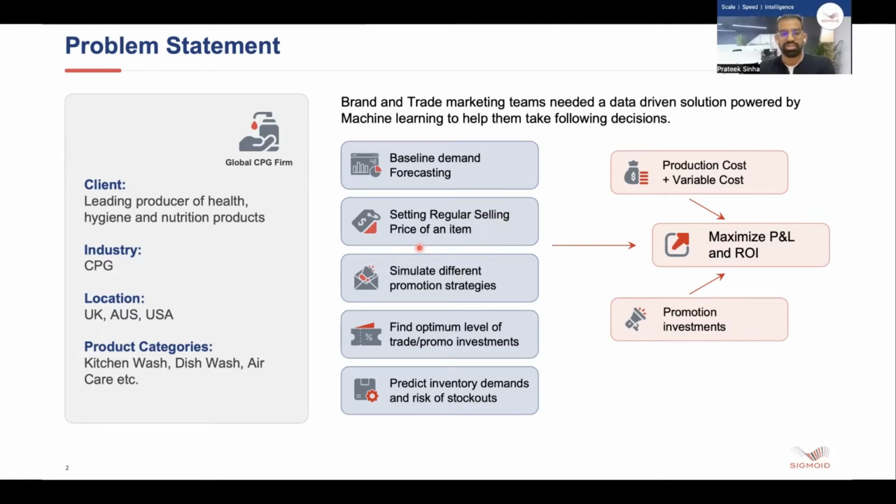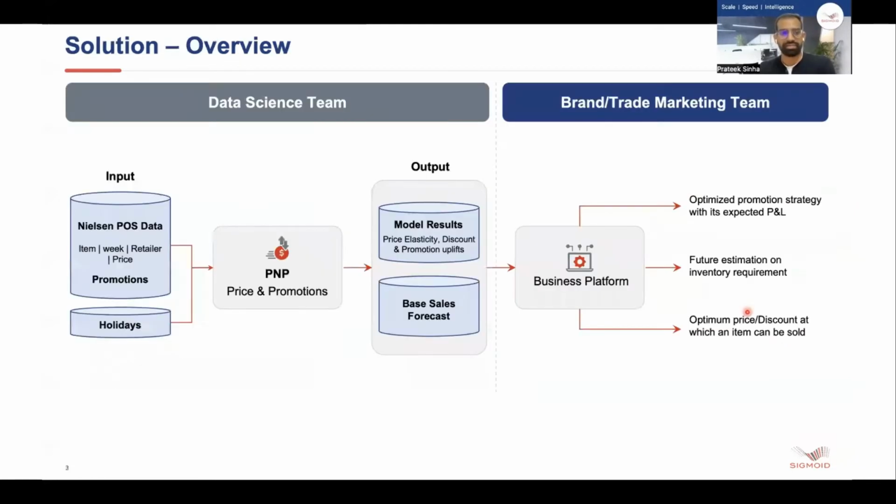Next, they wanted to simulate different promotion strategies and find the optimum level of trade or promo investments. Taking all these decisions into consideration with other data sources like production cost and variable cost, as well as promotion investments, they wanted to maximize the profit and loss and return on investment on different promotion investments and different strategies that they would take up for different products. So this was the business problem. Now let us look at what solution we created.